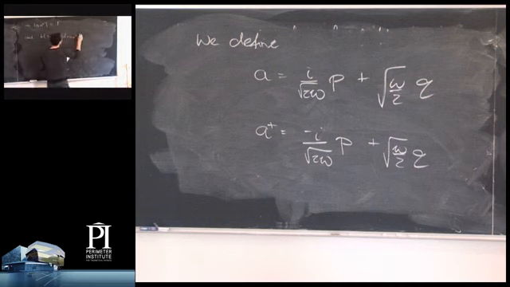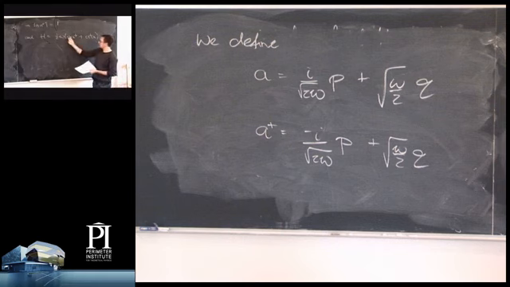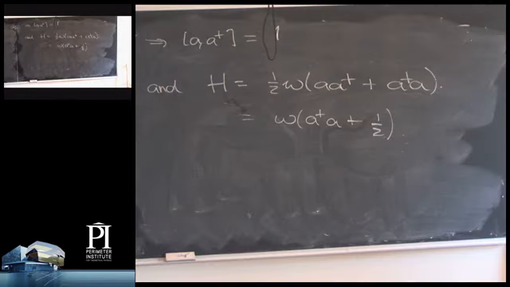And we can also write H in terms of A's and A daggers. We get the following form. Or we could choose to commute the A and the A dagger past each other so that they're both ordered in this way, in which case the Hamiltonian takes the following form.